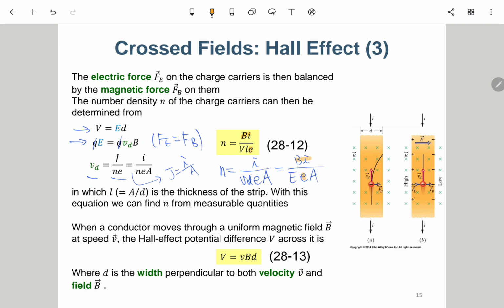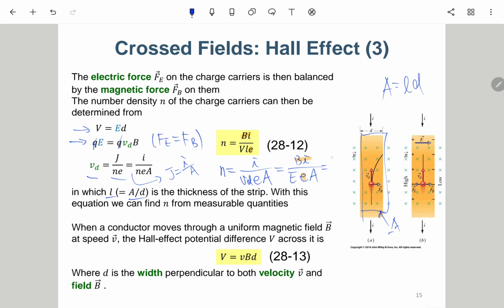Okay, so the remaining thing is whether EA is equal to VL. Actually it should be correct. L is actually A over D. A is the cross-section area here. And then it should be A equals L times D. L is the length of this part, and D is the width. So we have A equals LD.